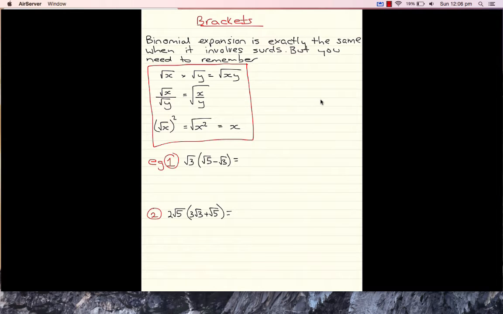So when we're expanding brackets with surds, the rules that have applied for algebraic terms and binomial expansions are exactly the same, except instead of working with x and y, we're working with the root of a number. But adding, subtracting, multiplying, dividing, it still works the same way, except for one small thing. What we need to remember are those rules that we've looked at earlier.